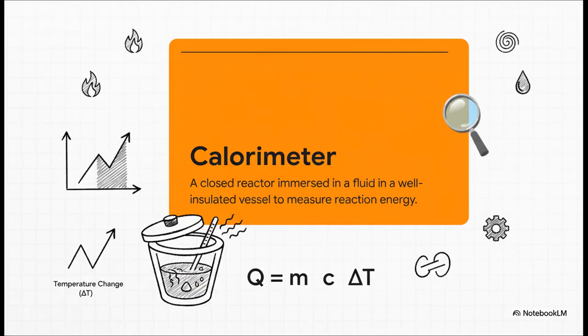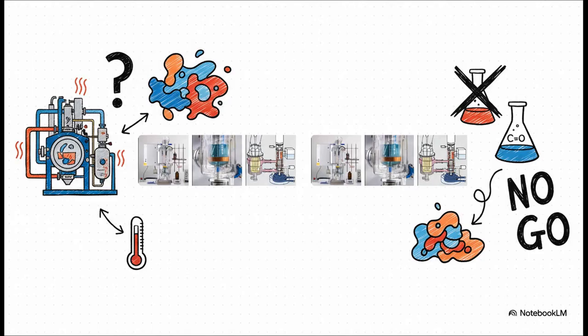So here's the more official definition. The key here is that the whole thing is really well insulated to trap all that heat. By measuring exactly how much the fluid's temperature changes, you can calculate the precise amount of energy the reaction released or absorbed. It's a fundamental tool in thermodynamics. And this isn't just some toy in a university lab. These things get scaled up for industrial use and are absolutely critical for designing safe and efficient chemical plants.